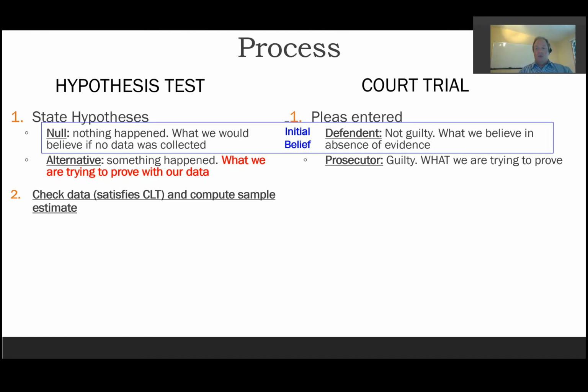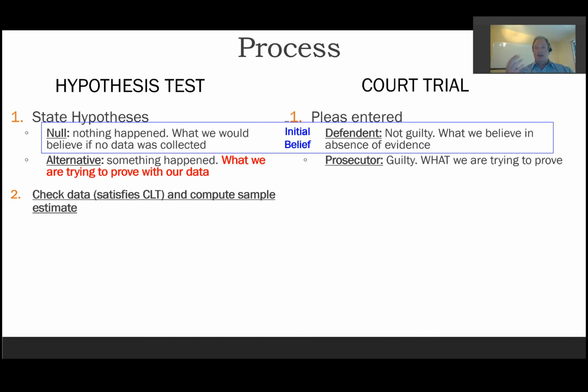Just like in order to bring you into court, and for example, to put you on trial for something like a capital crime like murder, there has to be some evidence, right? There has to be a grand jury that indicts you. There has to be some evidence. So there's always evidence in favor of the alternative. The question is, is there enough?